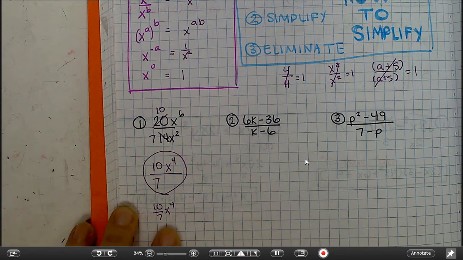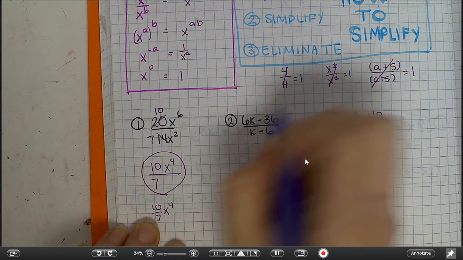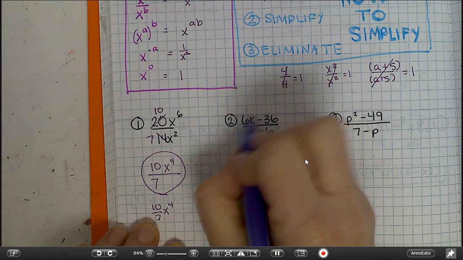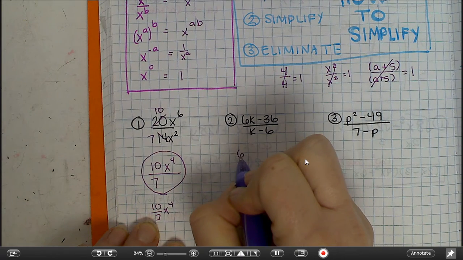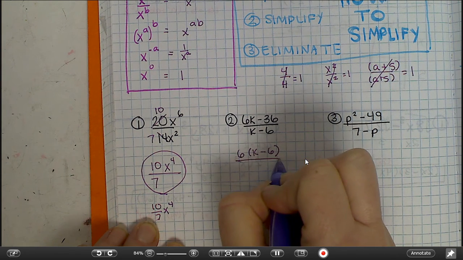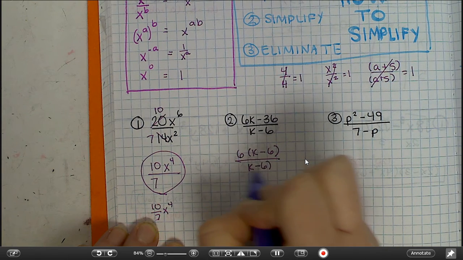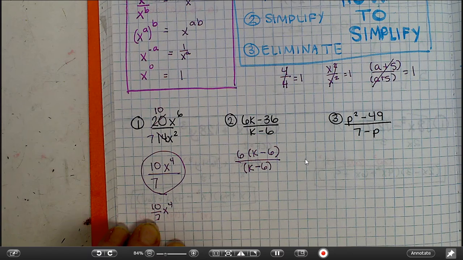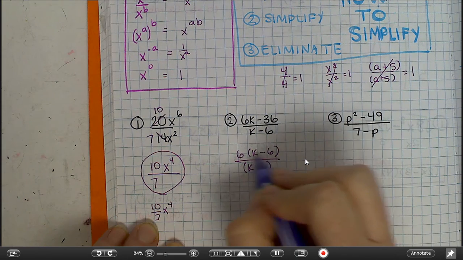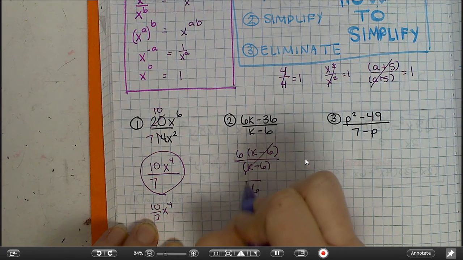Number 2. Step 1, factor. Can we factor the numerator? Yes. And then you need to go through the factoring questions. Is there a GCF? Yes, there's a GCF of 6. What's left? k minus 6. In the denominator, we have k minus 6. There's no GCF there, so we just have k minus 6. There's nothing to simplify, and now we eliminate. Since we have k minus 6 over k minus 6, we cross them off, and the answer to this problem is 6.